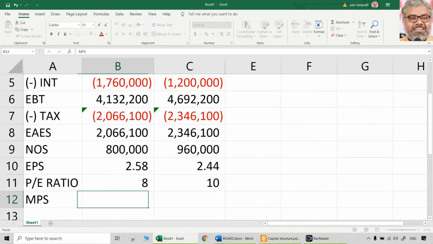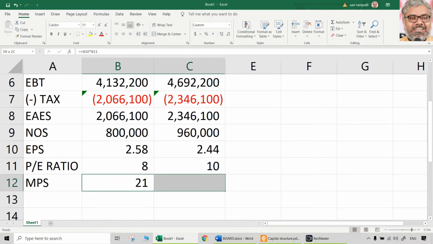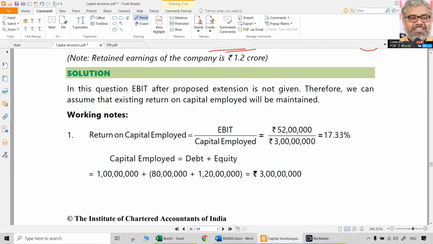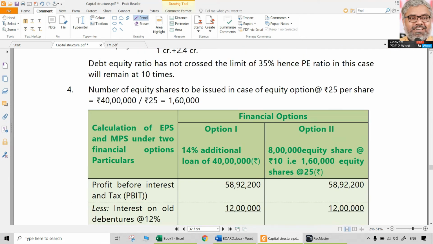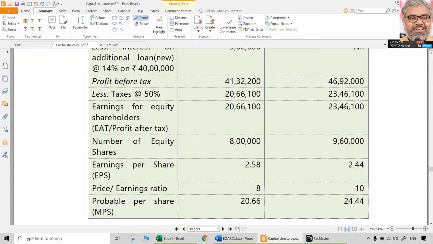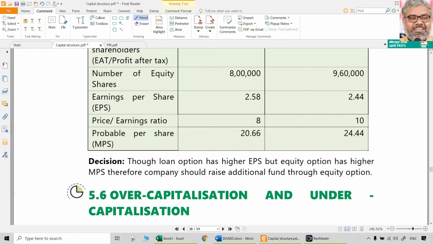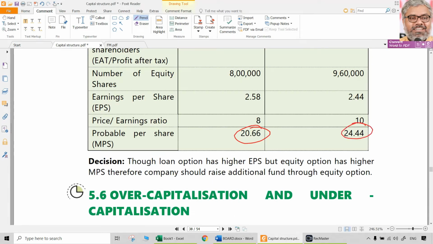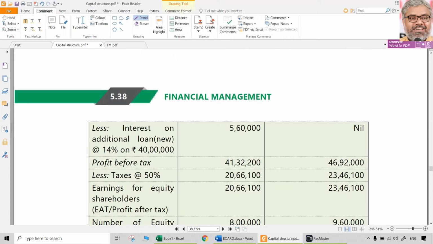So obviously what is going to be the market price per share? So 2.58 EPS multiplied with this, that will be the market price per share. So if you take decimals, 20.66 and 24.44, that is going to be the market price per share. So obviously what is the best option now? In this scenario, equity is the best option because it is giving better market price per share. So all these workings have to be obviously shown. And finally, what is the probable market price per share? That is 20.66 and 24.44. That's it. That is the decision.